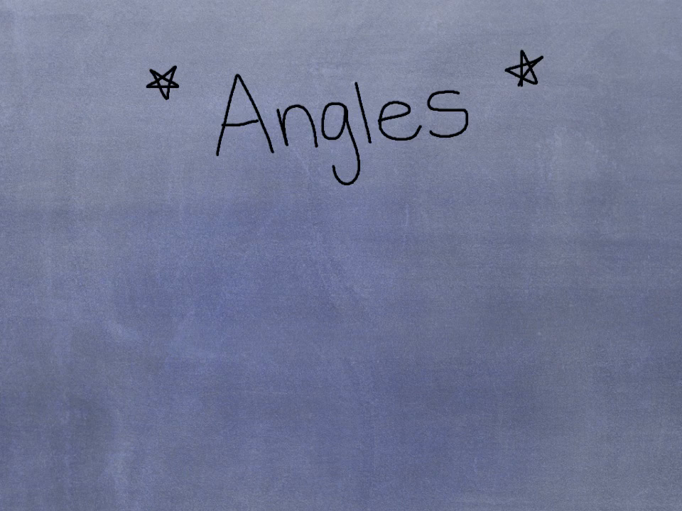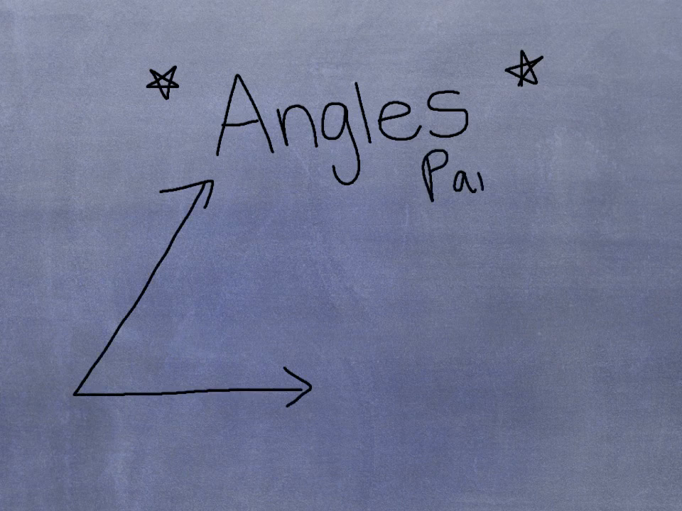So we're going to start with a basic angle, and I hope that everyone knows that this is what a basic angle looks like. Okay, and we're going to talk first about the different parts of an angle. So we have an angle here. An angle is made out of two rays with a common endpoint.